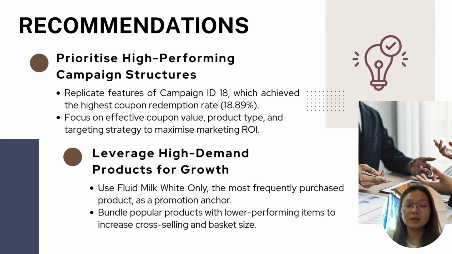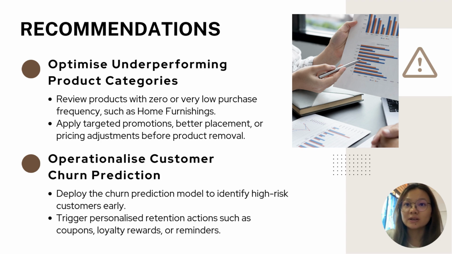Secondly, we suggest leveraging high-demand products for growth. Fluid milk white only was the most frequently purchased product, and using it as a promotion anchor or bundling it with lower performing items can increase cross-selling and basket size. The next recommendation is to optimize underperforming product categories. Underperforming product categories such as home furnishing should be reviewed. Targeted promotion, improved placement, or pricing adjustment can be applied before considering product removal.